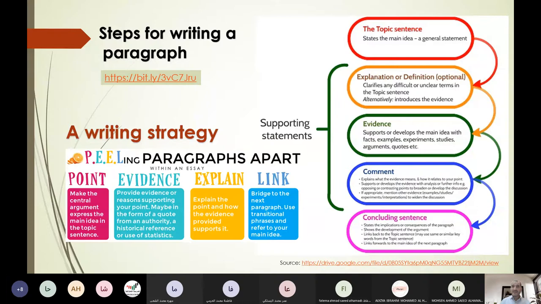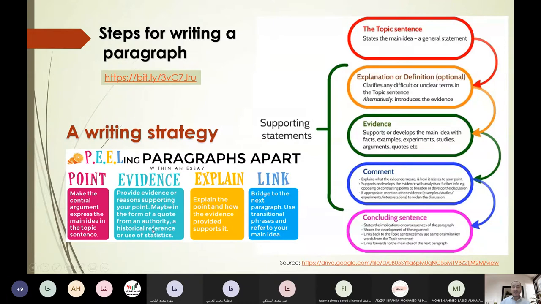Point: make the central argument, express the main idea in a topic sentence. This is a topic sentence, referring to the main idea. Then the supporting statement should have evidence, explain, and link. Provide evidence, a reason supporting your point, maybe in the form of a quote. You can find a quote, as I said, from an authority, like Sheikh Zayed, for example, or maybe a president, or anyone who has authority, or a scholar. It could be a historical figure.